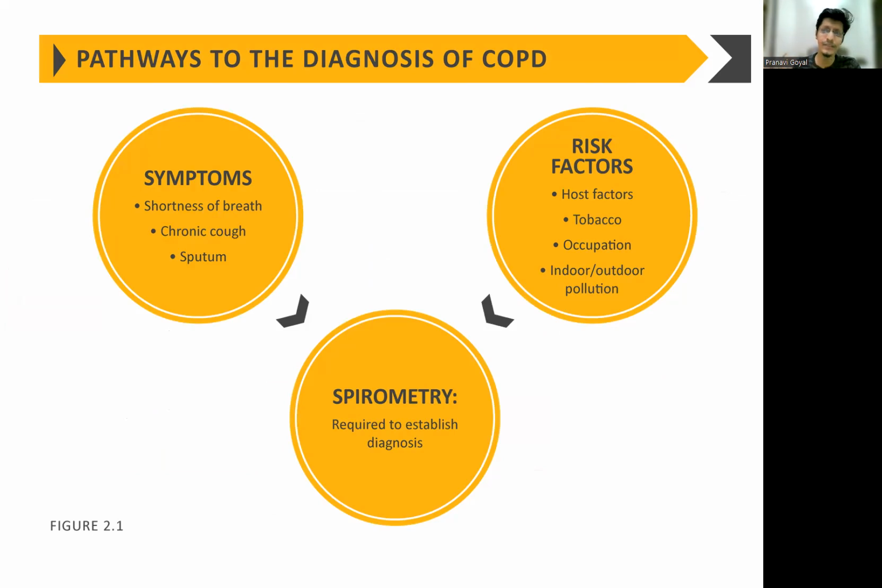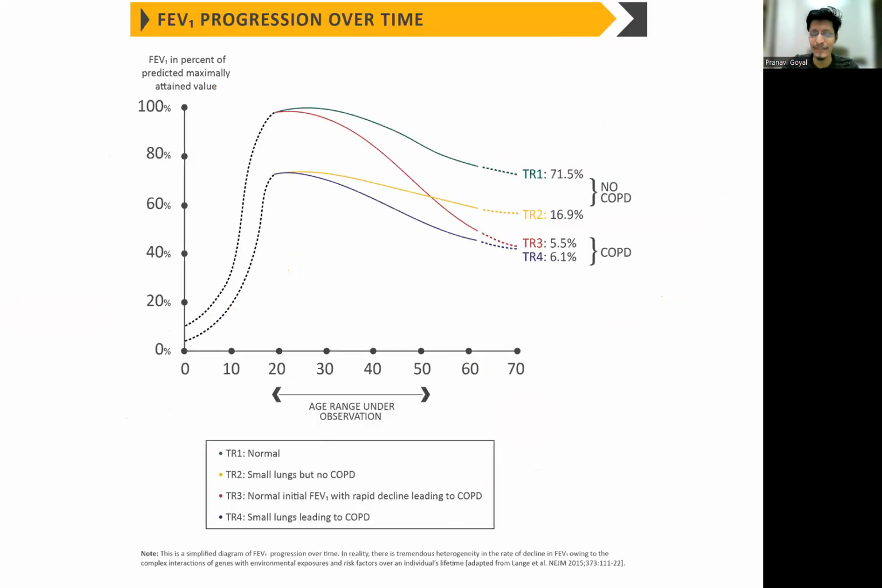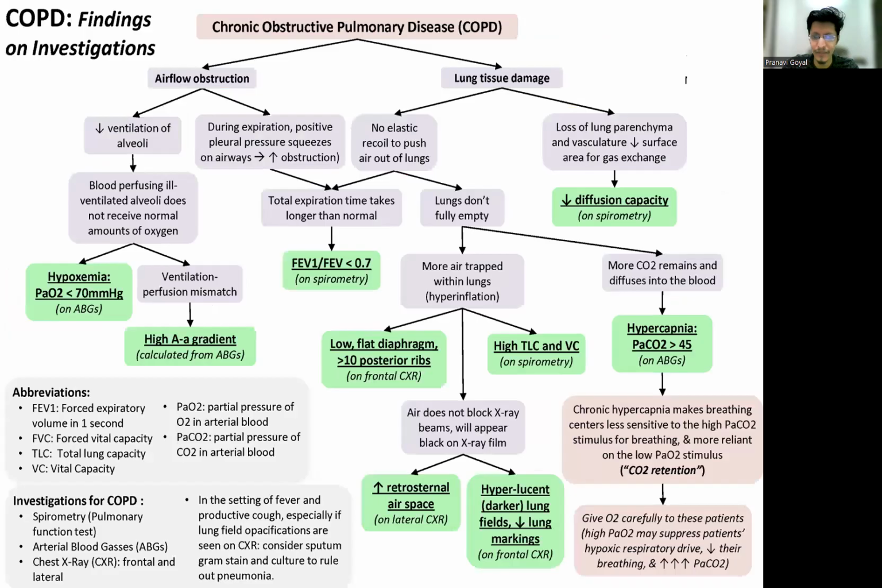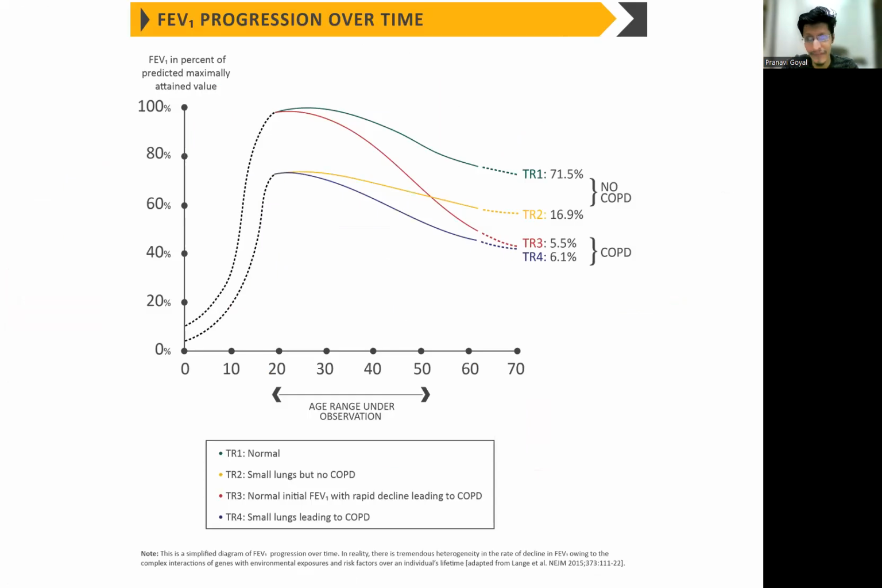How will you diagnose it? Spirometry is very important to diagnose it. Now, this is a graph which shows the FEV1. So, the FEV1 upon FVC ratio should be less than 0.7 to diagnose COPD.